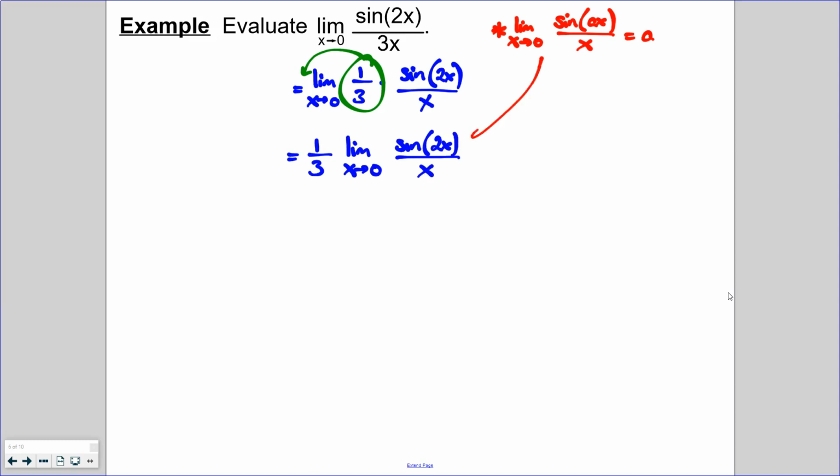And now we have the limit matching our identity, so we just have to identify the a value, which we said was 2. So that means we're going to have the 1/3 times, and the limit as x approaches 0 of sine of 2x over x is 2. And then we just have to simplify. 1/3 times 2 is 2/3.